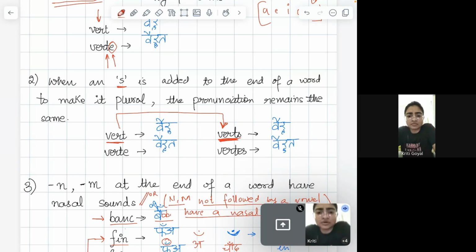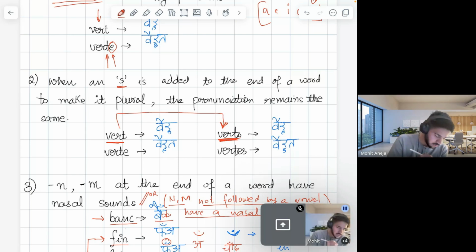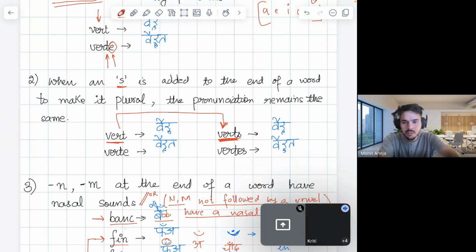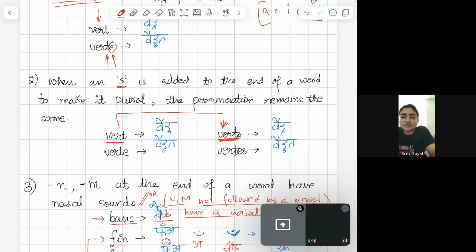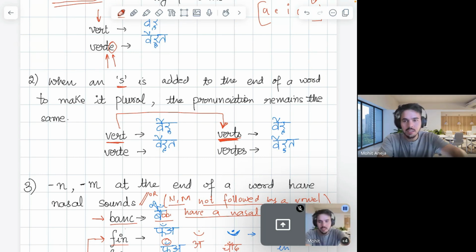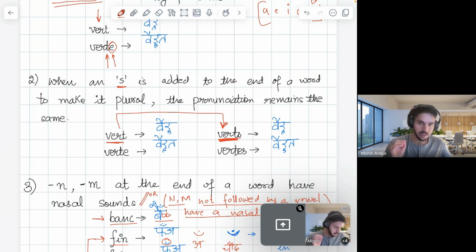Is it "bon"? No, no, no. It's the same word. Can you say this word? "Ver." Okay, so it's "where." "Verts." Yes, it's the same pronunciation. "Where." We don't change it because an S is added to it. We don't change the pronunciation.